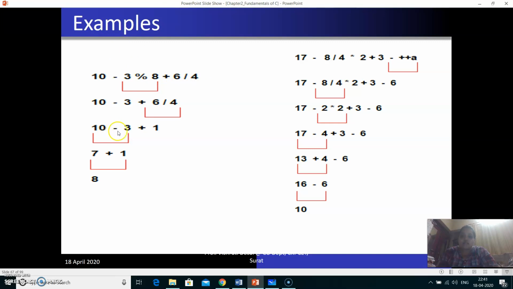Again in the third step, minus and plus come together. They have the same priority or same precedence. But the associativity of the arithmetic operators is left to right. So subtraction will be done first, then after that the addition. Exactly in a similar way in the second example, here you have minus, division, multiplication and minus. But plus has the highest priority, so it will be evaluated first.